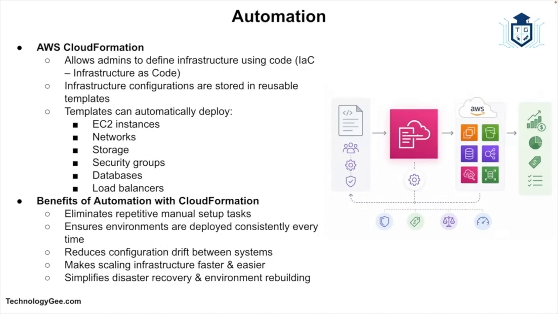Now, here's where things can get really powerful. We're talking about automation, and understand that automation is not just about convenience, it's about saving money. So we have AWS CloudFormation. Basically, this allows you to define infrastructure using code. So instead of manually setting things up, you create templates, you automatically provision resources, and all of that ensures consistency.